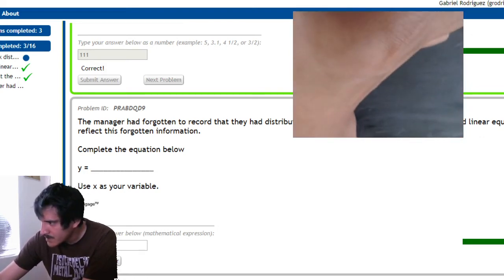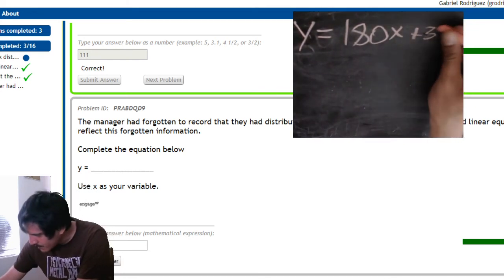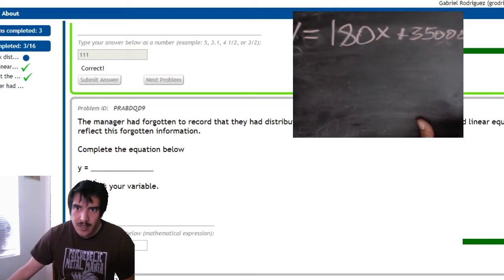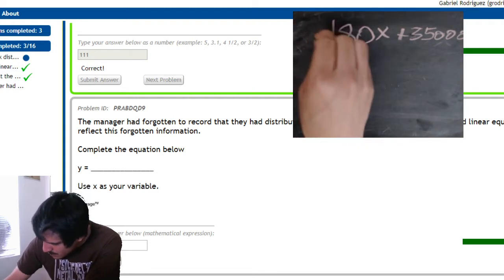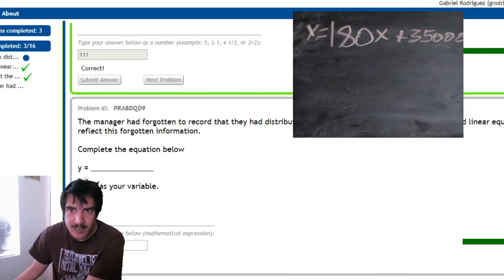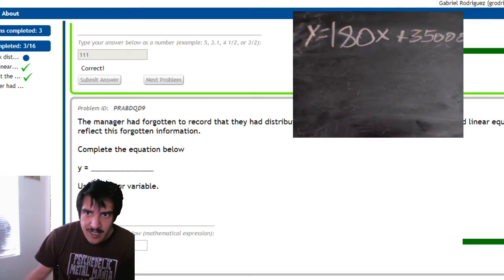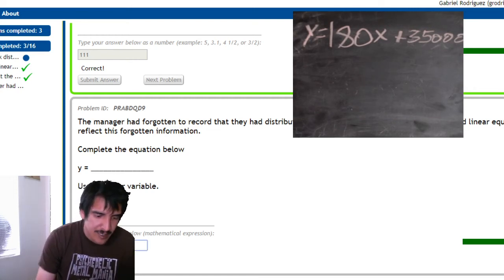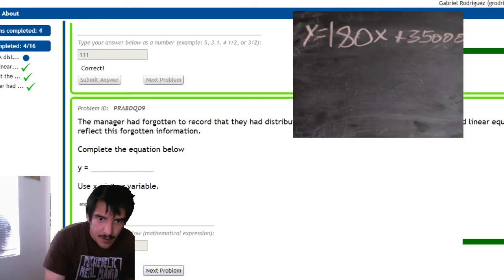I gotta write smaller for this. There we go. I think I will write smaller. Is that good? I think that's good. So that's what the new equation is. And so you had to enter 180x, because that's part of the total, as well as 35,000. 180x plus 35,000. Correct.